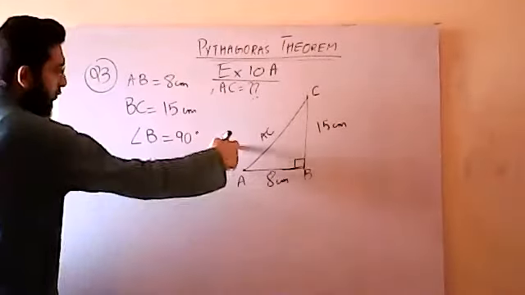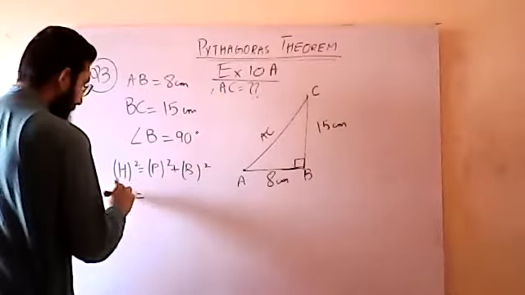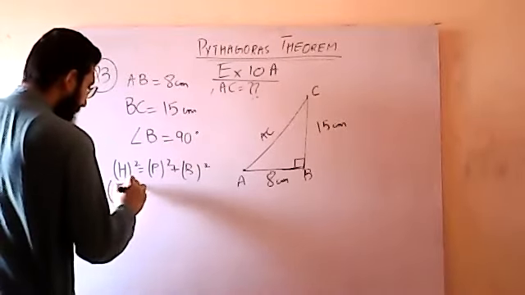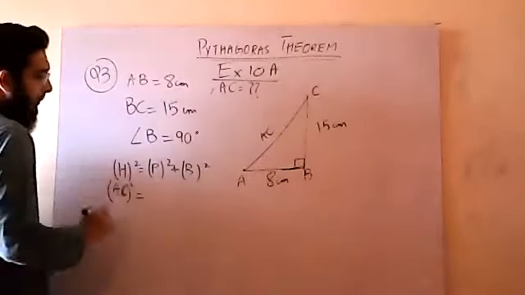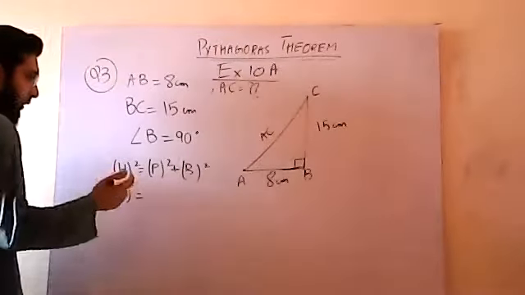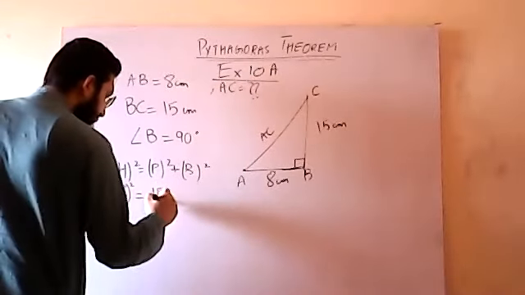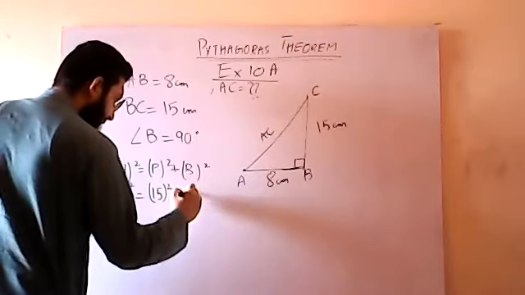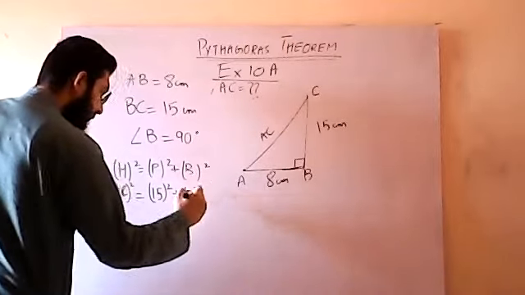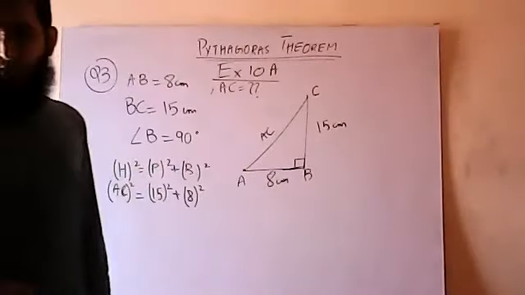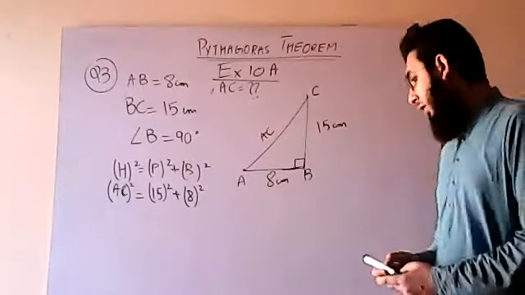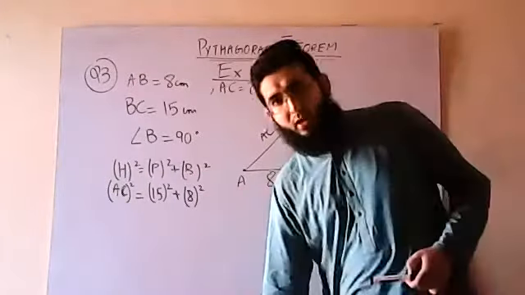The hypotenuse is AC, so I write AC square. I know that the perpendicular and base can be either, so I'll write 15 square plus 8 square. I can easily solve them now like we did the previous questions. Moving on further to question number 4 now.